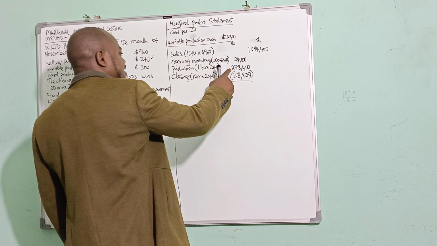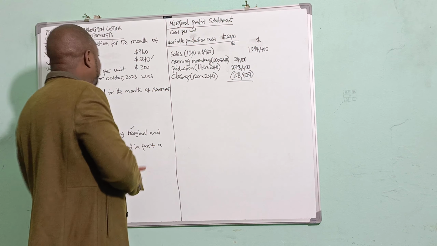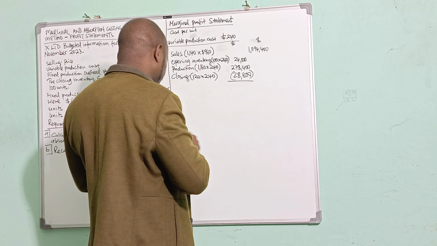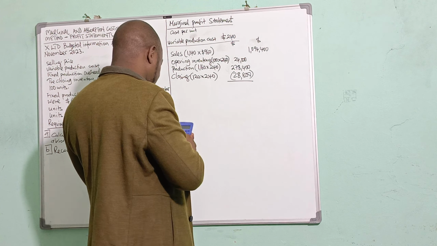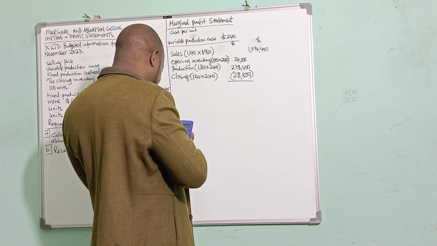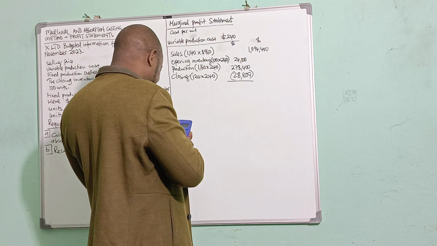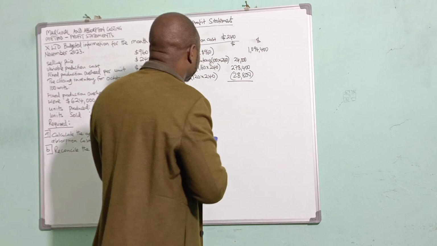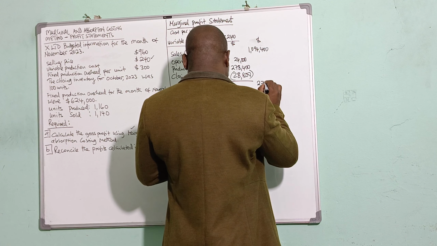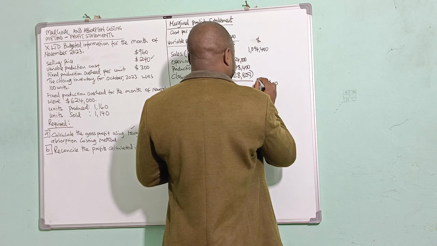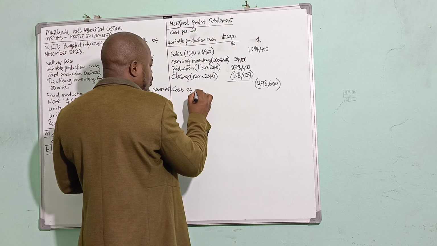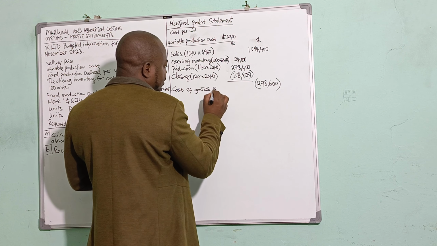Now when I do this plus that minus that, I have what is known as the gross profit under marginal. 24,000 plus 278,400 minus 28,800. I have 273,600 as my cost of goods sold.